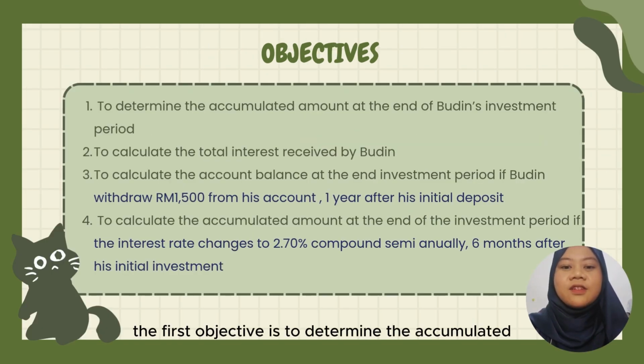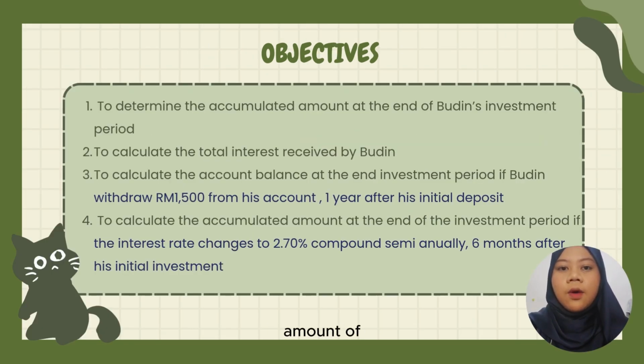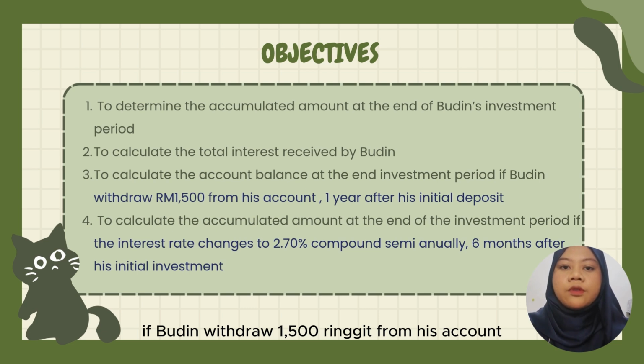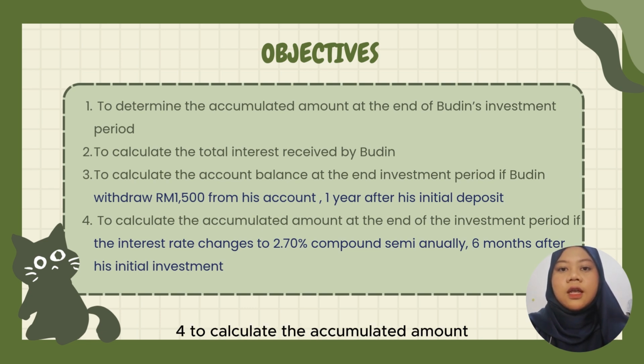For case study 1, the first objective is to determine the accumulated amount at the end of Budin's investment period. Second, to calculate the total interest received by Budin. Third, to calculate the account balance at the end of the investment if Budin withdraws RM1,500 from his account 1 year after his initial deposit. Fourth, to calculate the accumulated amount at the end of the investment period if the interest rate changed to 2.70% compounded semi-annually 6 months after his initial investment.